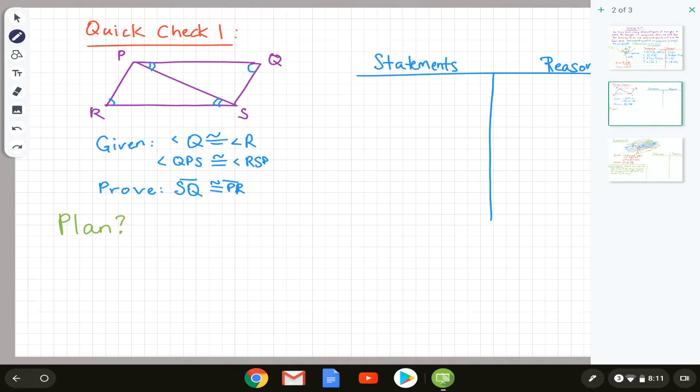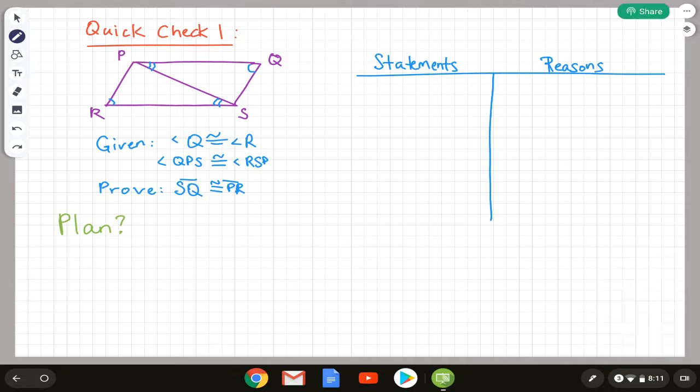Okay, so I want y'all to try quick check 1. So you need to pause it and see if you can figure out. Maybe before you pause it, let's look at a plan.